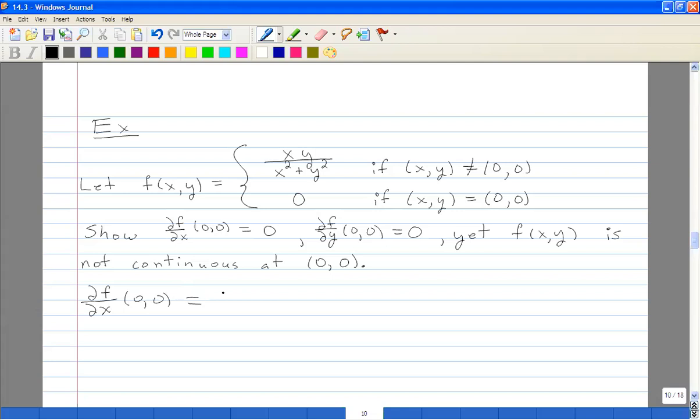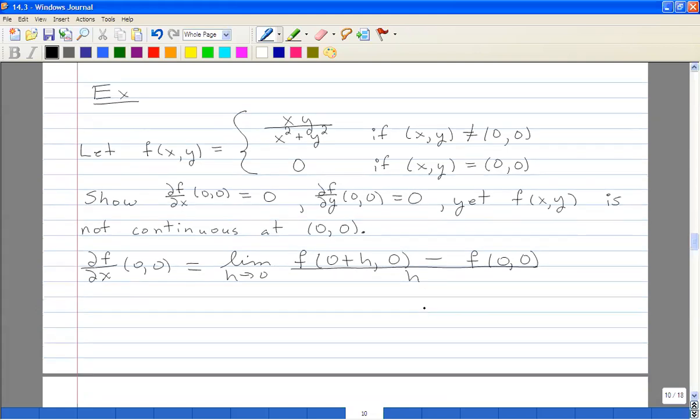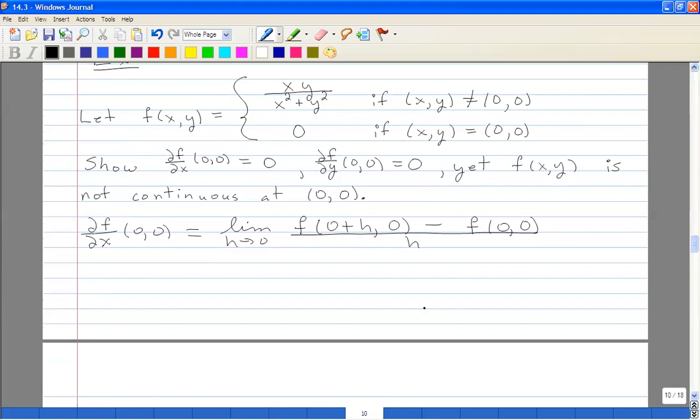So this is the limit as h approaches 0 of f of (0 plus h, 0) minus f of (0, 0), all over h. So this is the limit as h approaches 0 of f of (h, 0) minus, well, f of (0, 0), I know that's 0, over h.